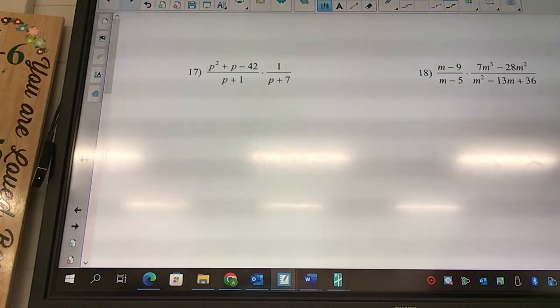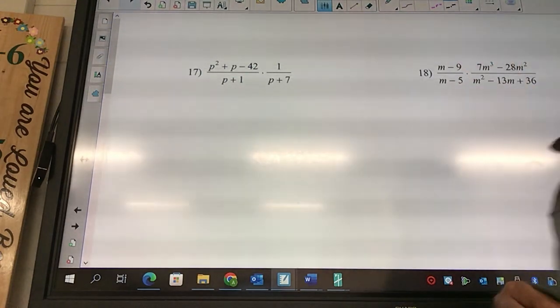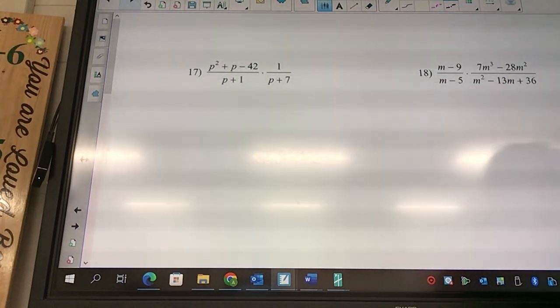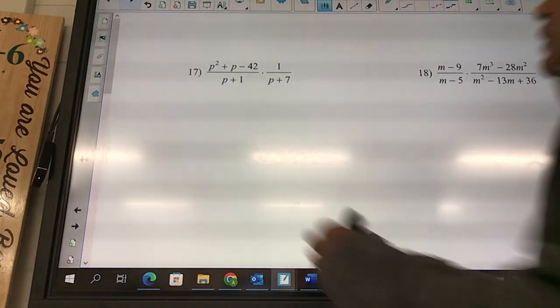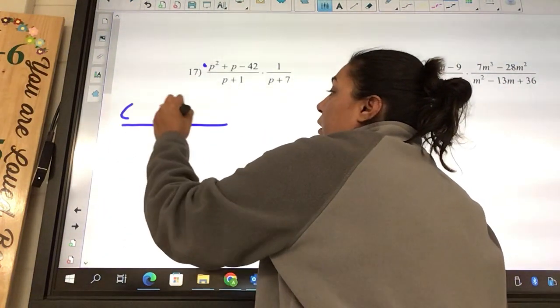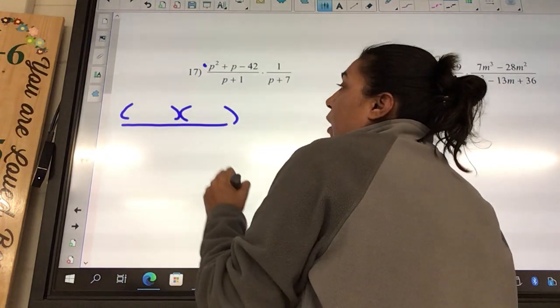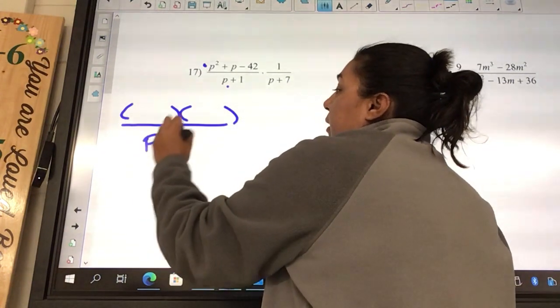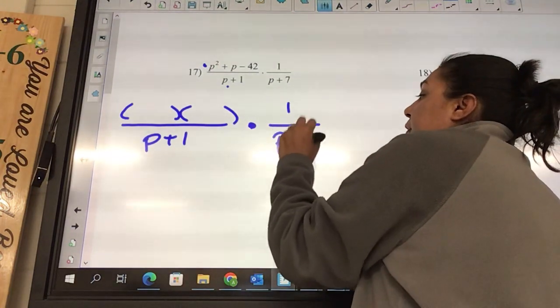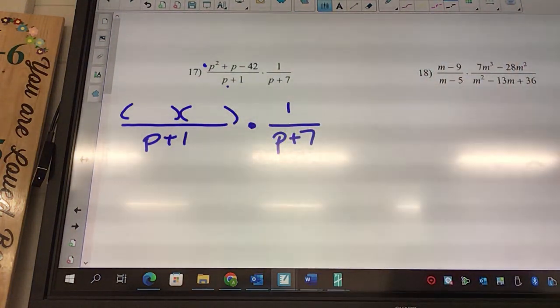Look at 17. What's different? The exponents. Meaning that, first of all, that's called a trinomial or quadratic. And it's not factored. So it's in that form and you need to do the parentheses. On the first one, on the top, this one needs to be factored. So we're gonna draw the two parentheses. On the bottom, it's already factored. It's p plus 1, and then we got that times 1 plus p7.